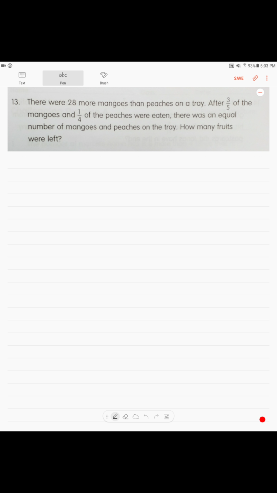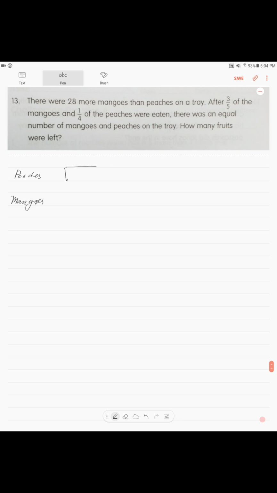So try to imagine things. It's gonna definitely help you. Try to imagine this tray, imagine the fruits, right? There are peaches, there are mangoes, and then you eat some, and then what is left? So let's start with that. When you draw your model, you have your peaches and you have your mangoes, right? So what is left is equal, same bars, and you can, of course, write it down. This is left, this is left, okay?